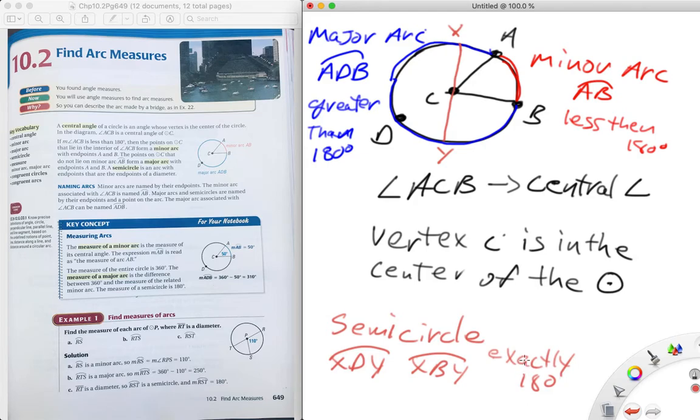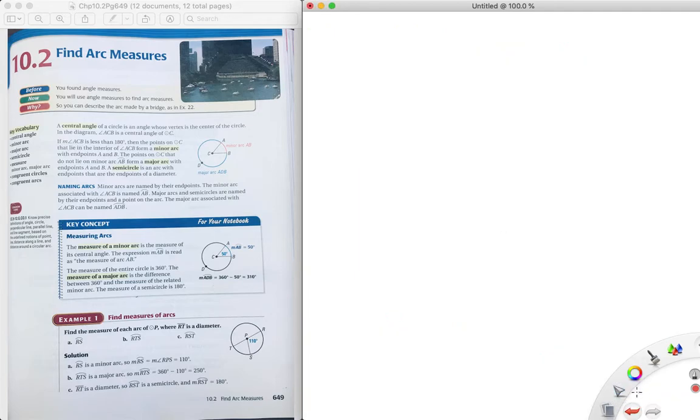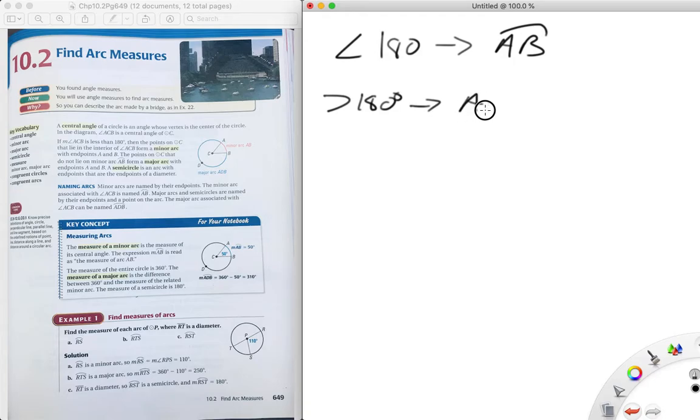So we have a minor arc, a major arc, and the semicircle. Those are the ways to describe arcs. If you have an arc that is less than 180 degrees, you label it with two letters, like AB in the previous circle. If it's greater than 180 degrees, then you label it with three letters, and we labeled it A, D, B. So usually bigger arcs tend to have three letters, while minor arcs tend to have two letters.